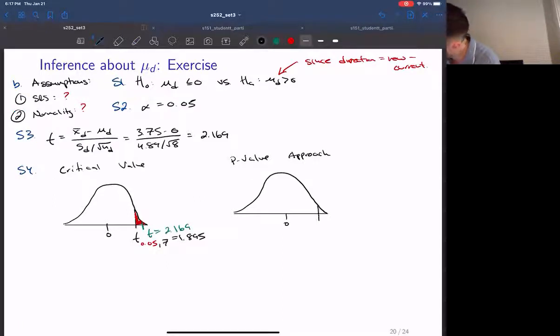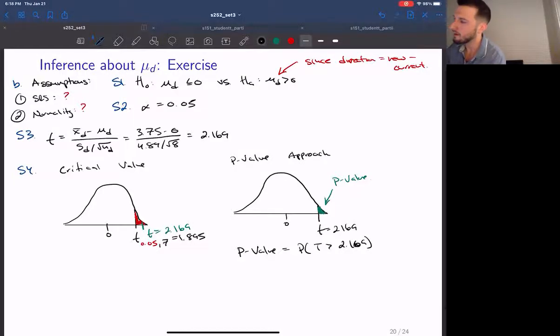Okay, so if we take the p-value approach, we mark down our test statistic. We have the green shaded area here. So this is the area of our p-value. Now in this case, we are conducting only an upper tail test. So the p-value is only the area to the right of the test statistic. So formally we can write p-value is equal to the probability that t exceeds 2.169.